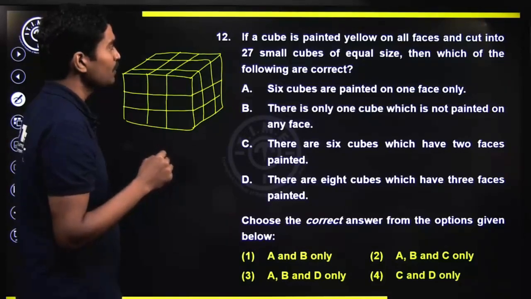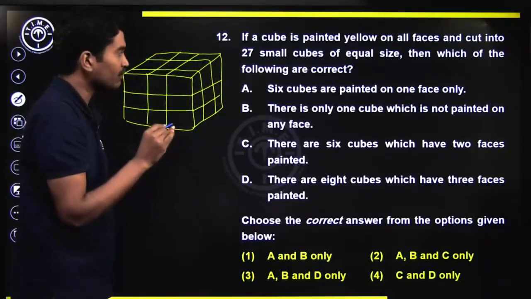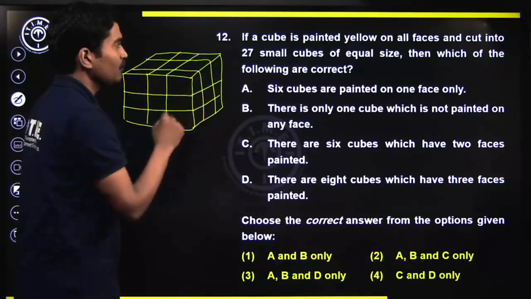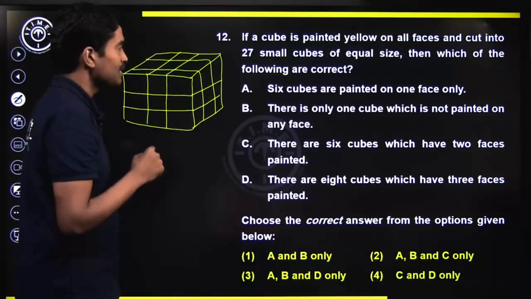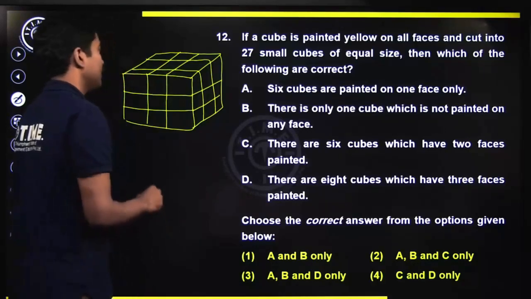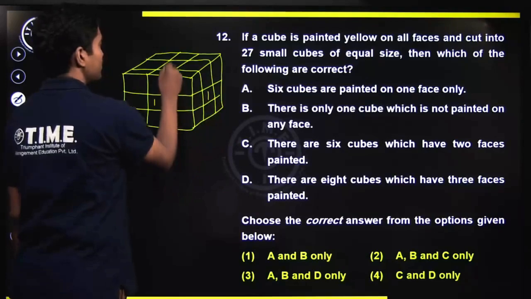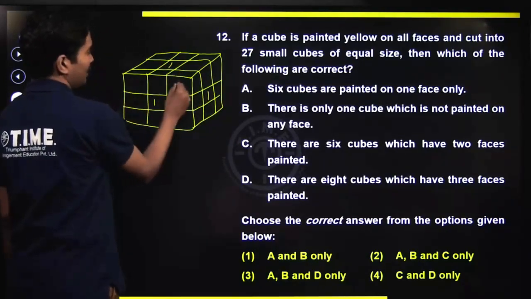Now, what did we do? It was painted yellow on all the faces. So, all these faces that are visible, all of them are painted yellow, alright. Now, which of the following statements are correct? 6 cubes are painted on one face only. Okay, I want one face only. How can I say? That would be this one, right? One face, one face, one face, right? So, let me mark this.